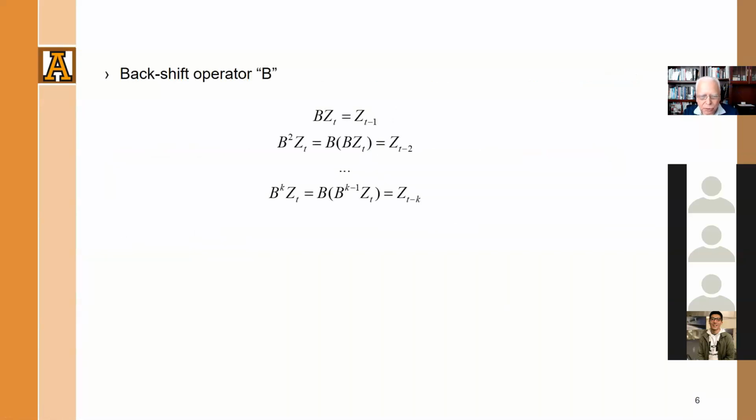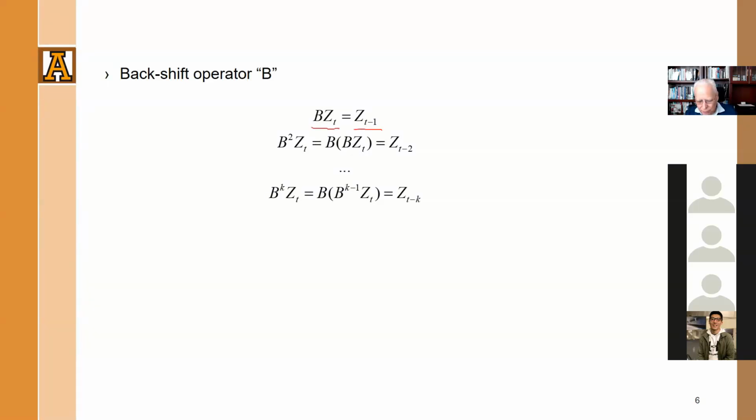Now let's introduce a couple of operators that are going to be used in the course. One is the backshift operator. The backshift operator is denoted by capital B, and when we apply B to a random variable Z at time t, what we get is the random variable Z at time t minus 1. So if we apply the backshift operator to Z sub t, we obtain Z sub t minus 1. It just tells us to take the previous observation.